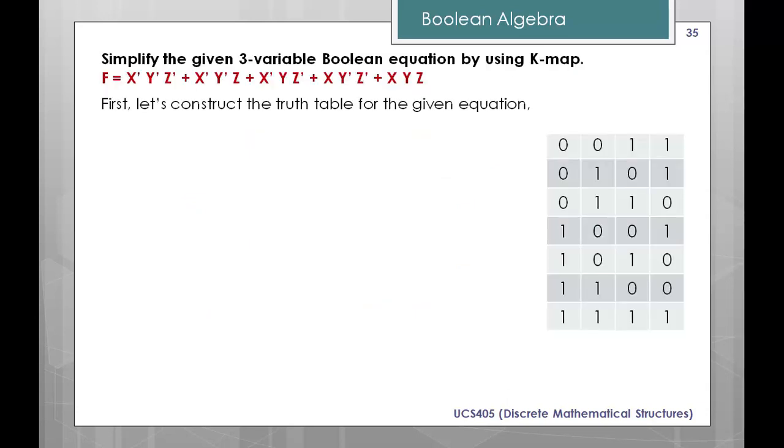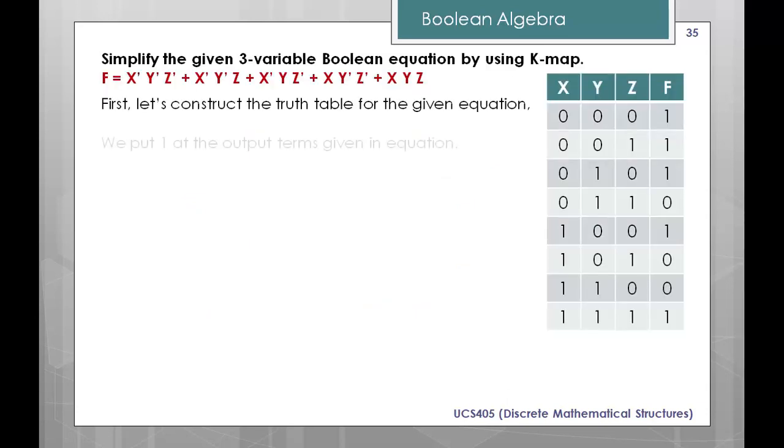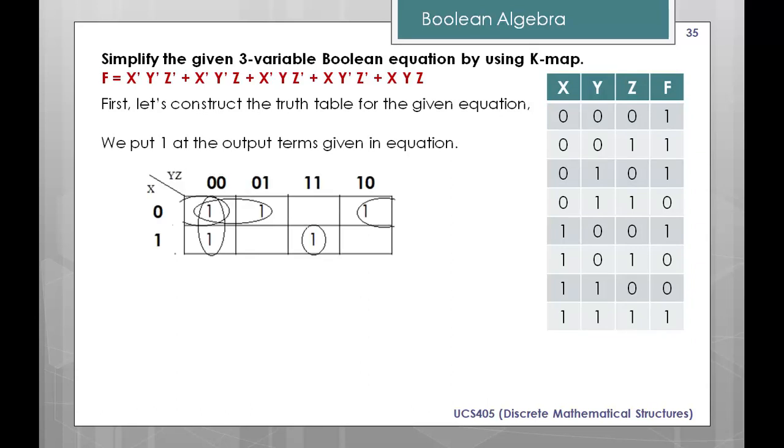Now next is the example. Simplify the given 3 variable Boolean function by using K-map. See the question. These three are the inputs and this is the output of this function. In this case, at which positions is 1 coming? 1, 2, 3, 4 and 5.